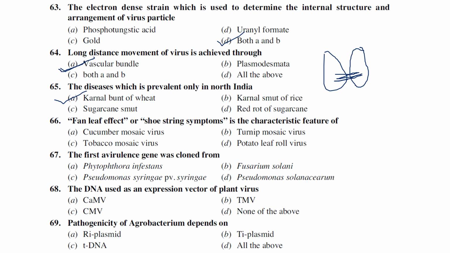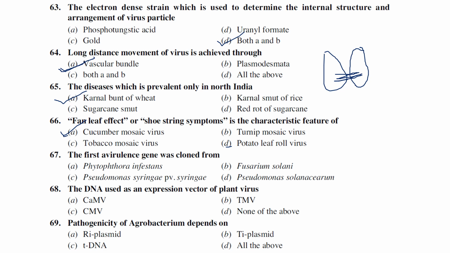Fan leaf effect or shoestring symptom is a characteristic feature of cucumber mosaic virus, turnip mosaic virus, tobacco mosaic virus, potato leaf roll virus. Leaf rolling is turnip mosaic virus, not tobacco mosaic virus. Alternate green and yellow patches is cucumber mosaic virus. It produces a shoestring symptom or fan leaf effect symptom, which can be observed in cucumber mosaic virus.